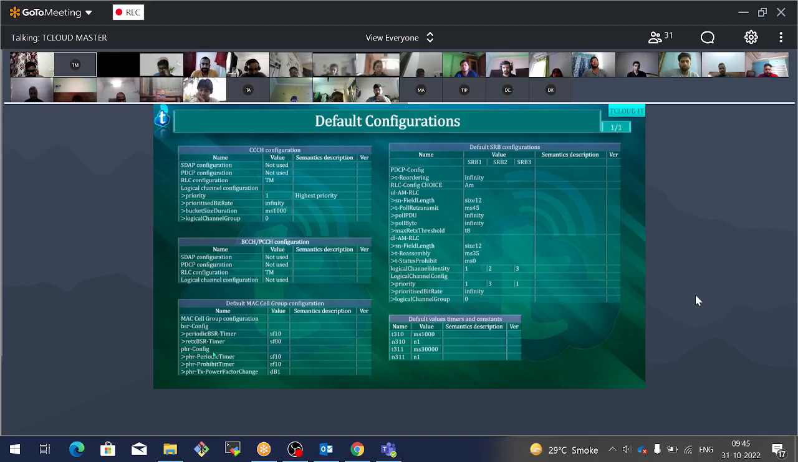Similarly, power headroom report related configuration. How often you have to send the power headroom report? You send it every ten subframes. After sending the PHR once, you have to prohibit sending the PHR for another ten subframes.